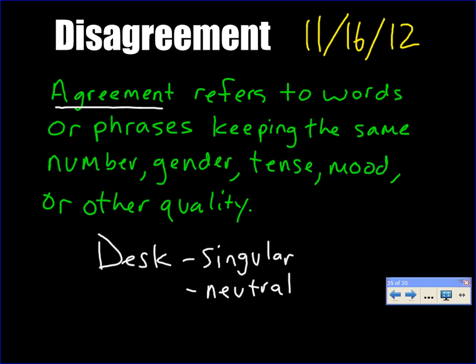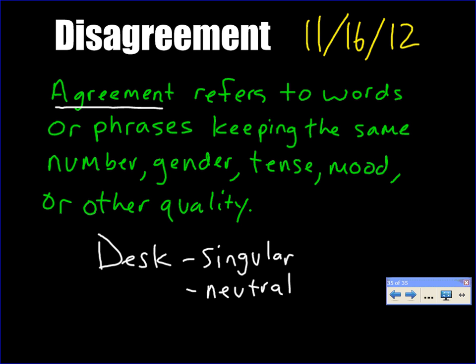What words have tenses? What words in English have tenses? No, that's a preposition. What? Yeah, verbs have tenses. Past, present, future tense of verbs. Verbs also have moods. Nouns have number and they have gender. So if I have the word desk and I want to replace it with a pronoun, I need to replace it with a pronoun that is singular neutral.